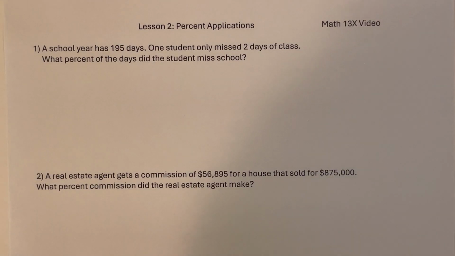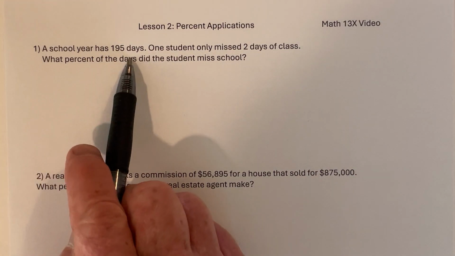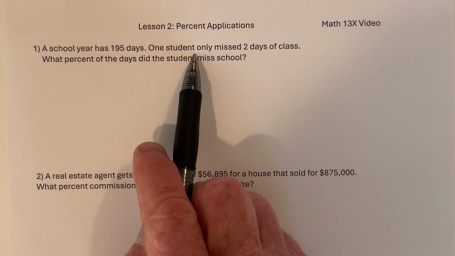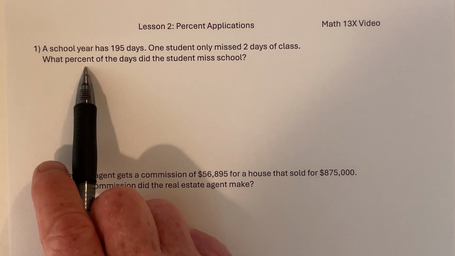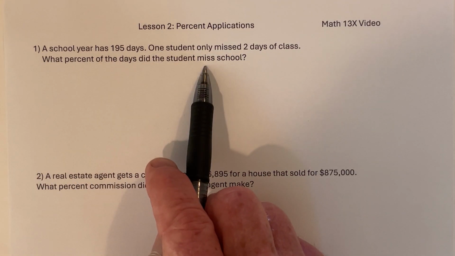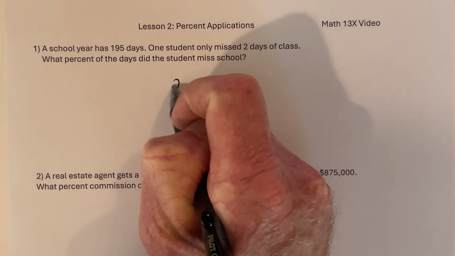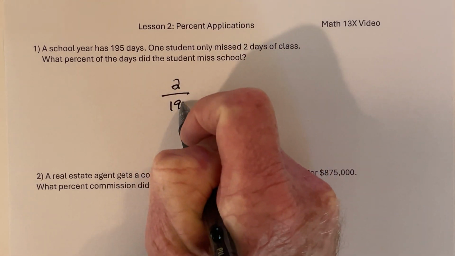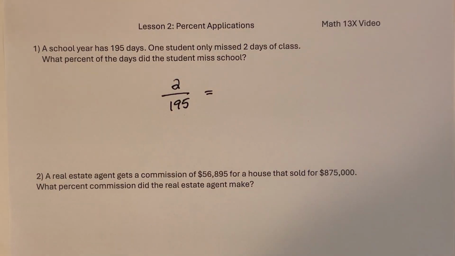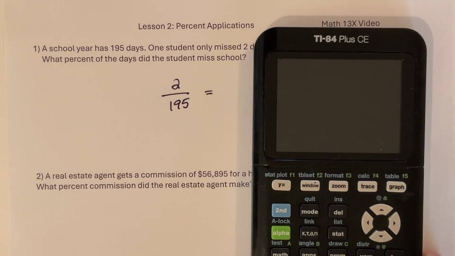So a school year has 195 days. This student only missed 2 days. So what percent of the days did the student miss? So that's 2 days out of a total of 195. And now just get a calculator and divide.